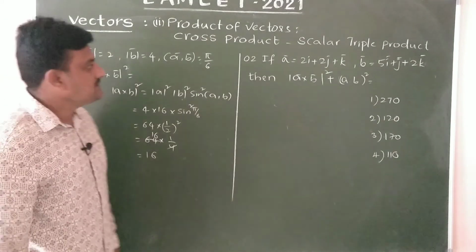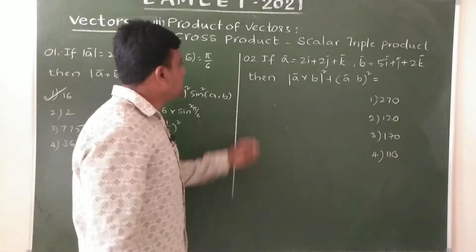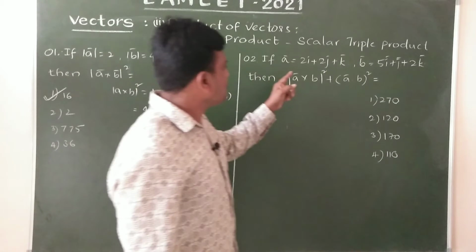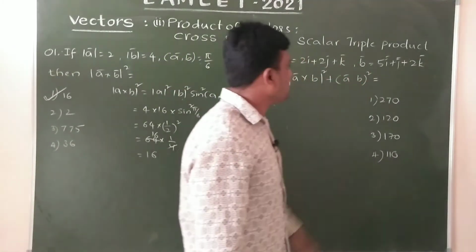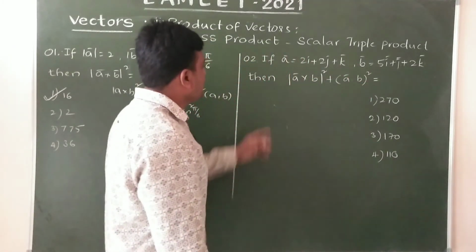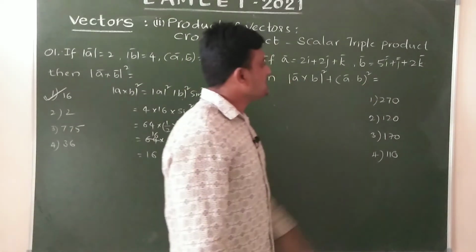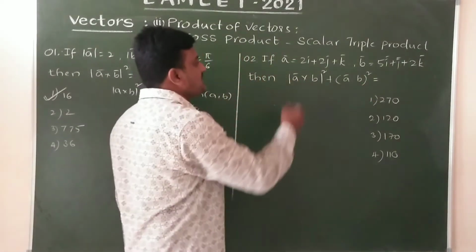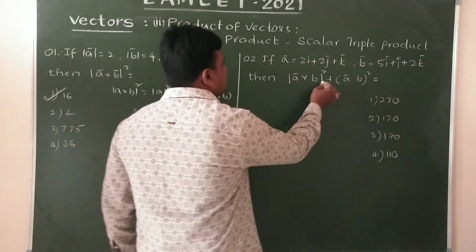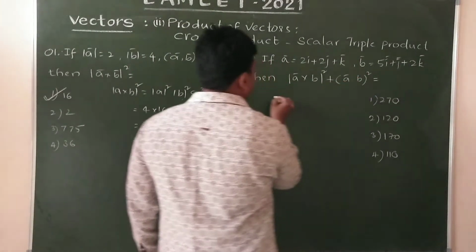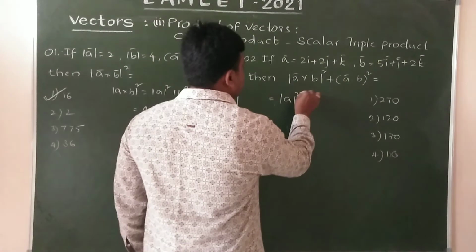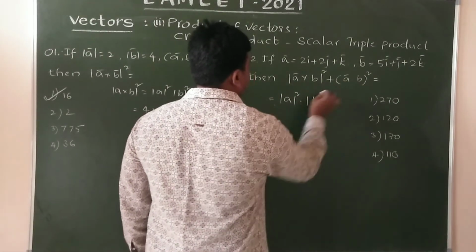Let us go with the second one. If A = 2i + 2j + k, B = 5i + j + 2k, then (A × B)² + (A · B)² equals what? Actually, this is nothing but a formula: (A × B)² + (A · B)² equals |A|² |B|².